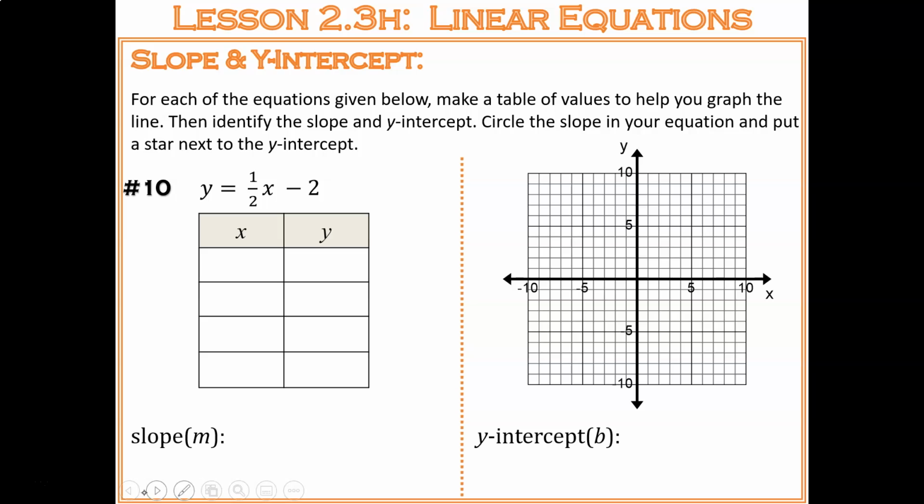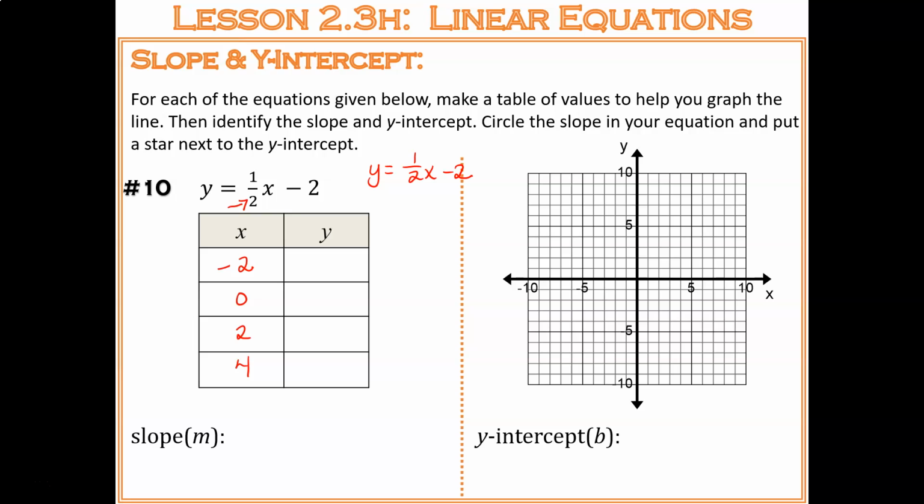All right, number 10. We've got a fraction in here. So when you have a fraction for a slope, you want to pick different x values. You want to pick multiples of the denominator right here to make the math easier. So I'm going to pick -2, 0, 2, 4. And I'll show you why that makes it easier.